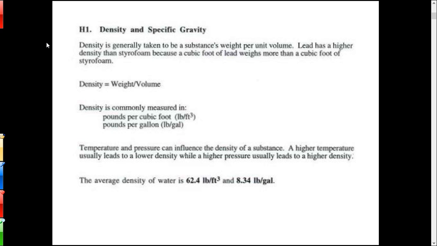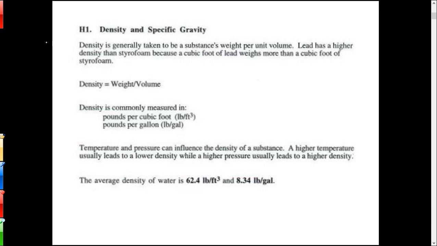Now, when we look at water, which is what we're interested in here, temperature and pressure can influence the density, okay? Higher temperature usually leads to lower density. Higher pressure usually leads to a higher density. But what you'll find if you work for a water utility is it's usually easier to pump in the summer because the water's warmer, a little less dense, okay? In the winter, it gets colder and more dense. It's harder to pump.